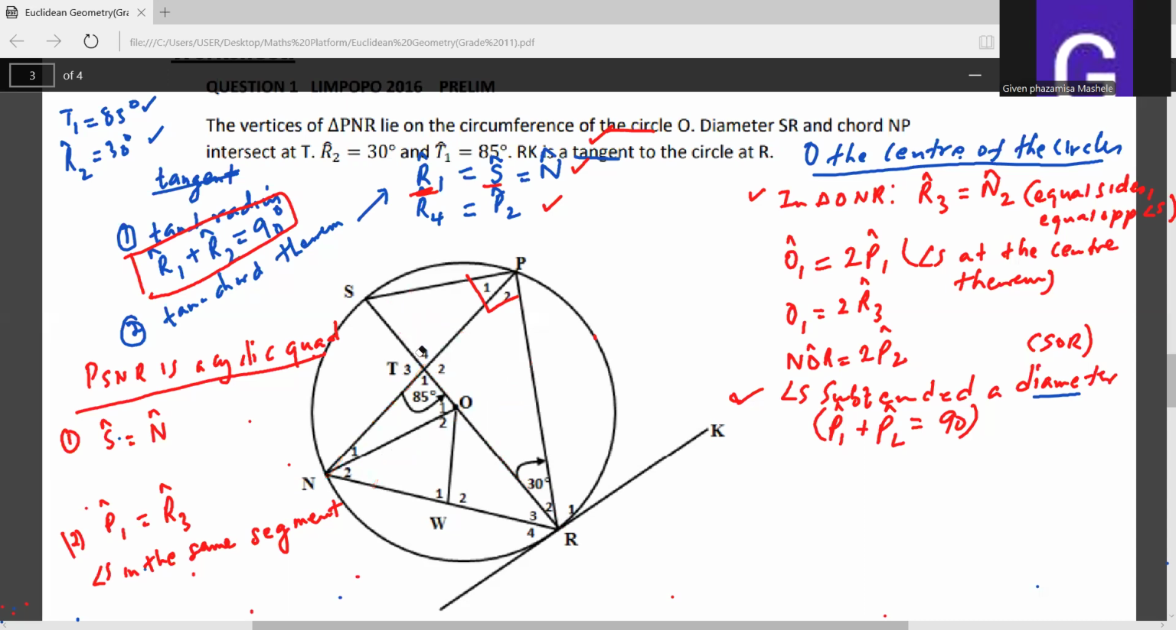N1 plus N2 combined is 60 because this one is also 60. So I'm going to say this is 60 and that is also 60. So I will say angle N is equal to angle S, which is equal to 60 degrees. What is the reason? Angles in the same segment.